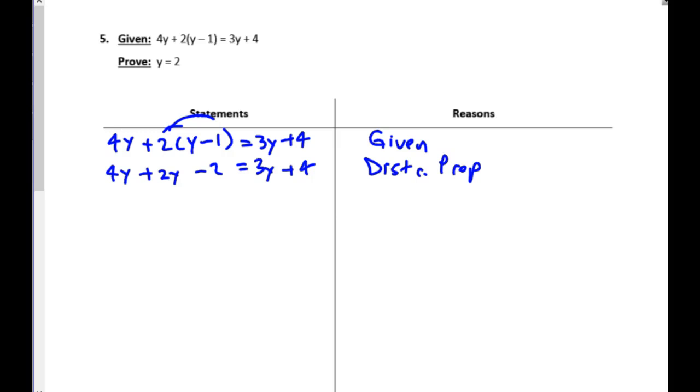All right, now what should we do on the left-hand side of that equation? Y'all see that there's two y's there, 4y and 2y? Should we get rid of one or combine them? Combine like terms because they're on the same side, right? So 4y and 2y together, that's going to make 6y minus 2 equals 3y plus 4. We are not using addition there. We are using combining like terms.